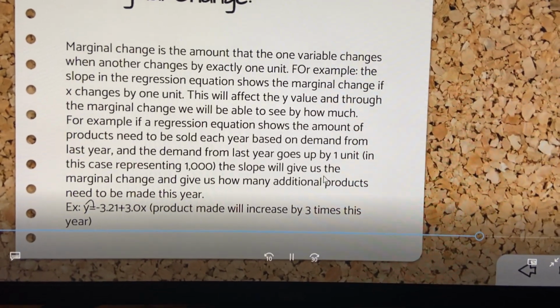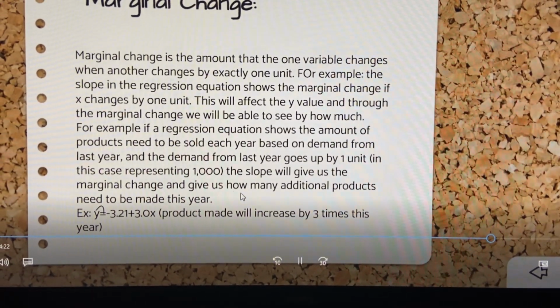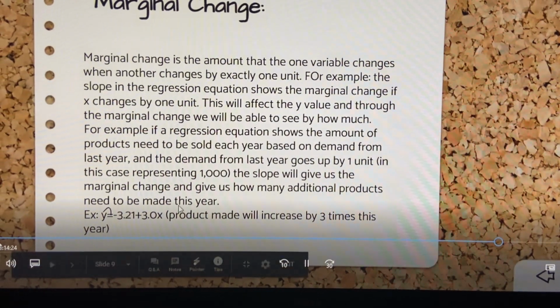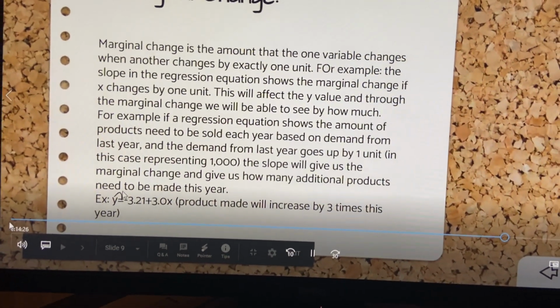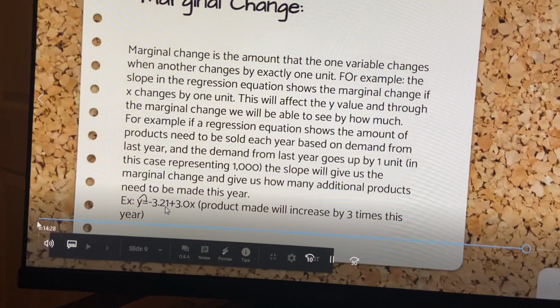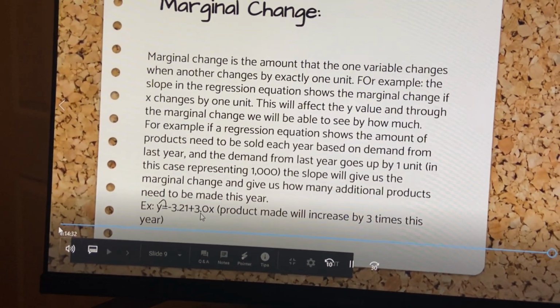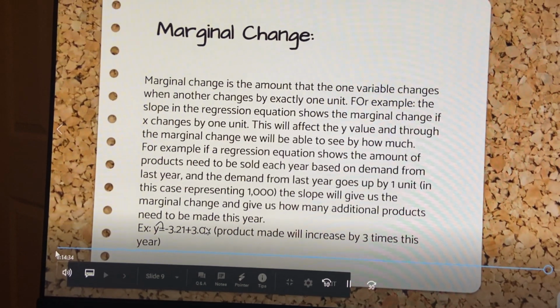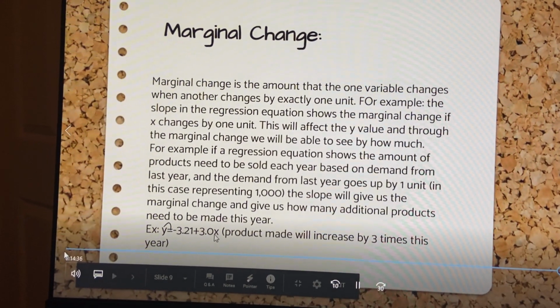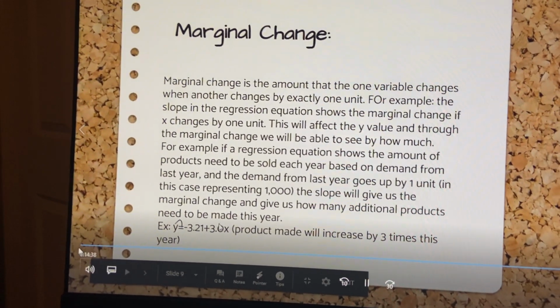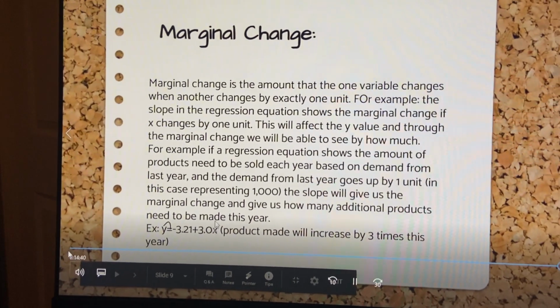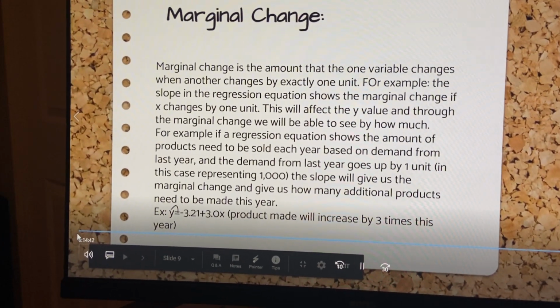So the slope will give us the marginal change and will give us how many additional products that we need to make each year. So if this is our regression equation, we have y hat equals negative 3.21 plus 3.0 times x. If we change x by 1 unit, we're going to multiply it by the slope, 3, and we're going to get 3 times more product.